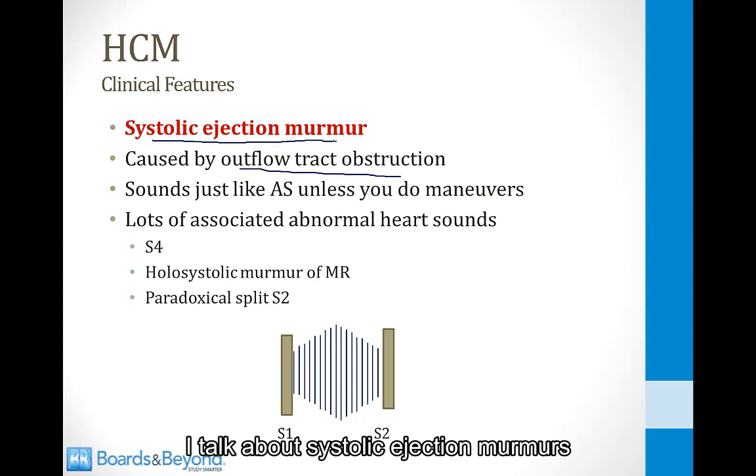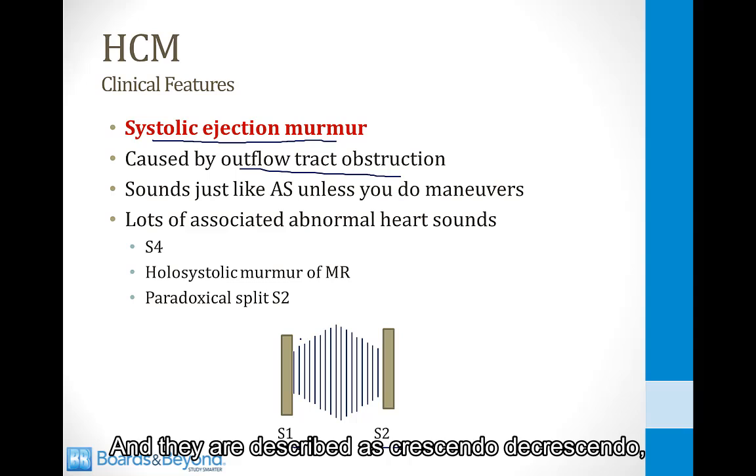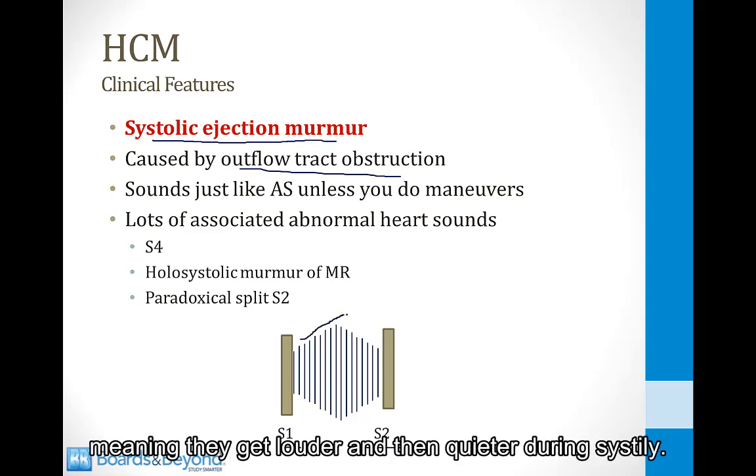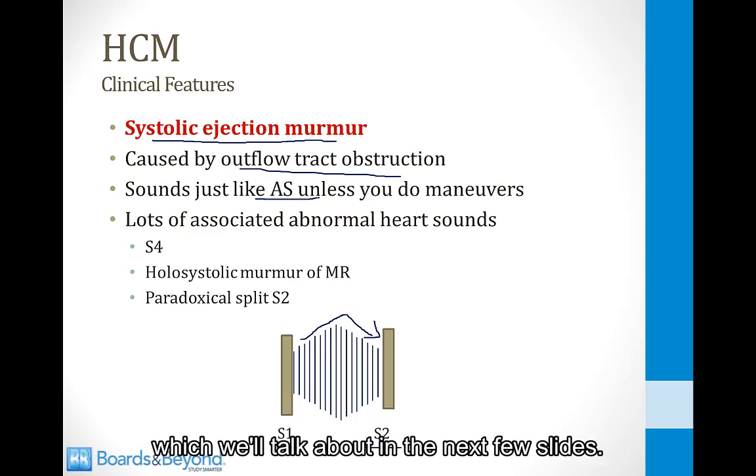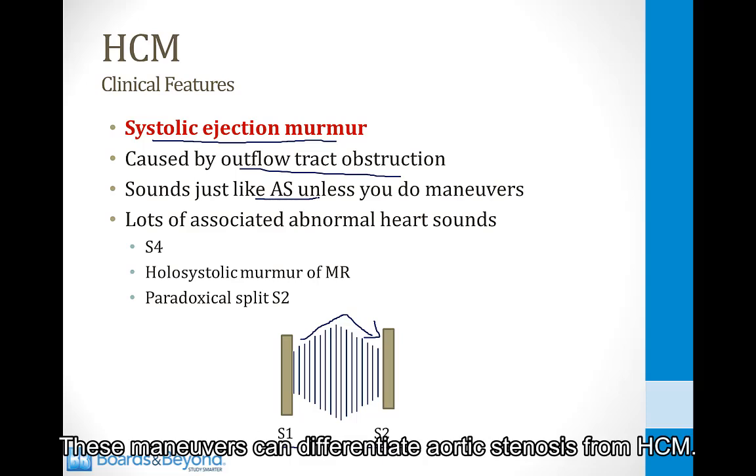I talk about systolic ejection murmurs and give some examples of them in the video on heart murmurs, but by way of review, these murmurs occur between S1 and S2. That's when systole occurs, and they are described as crescendo-decrescendo, meaning they get louder and then quieter during systole. And the murmur of HCM sounds just like the murmur of aortic stenosis unless you do physical exam maneuvers, which we'll talk about in the next few slides. These maneuvers can differentiate aortic stenosis from HCM.